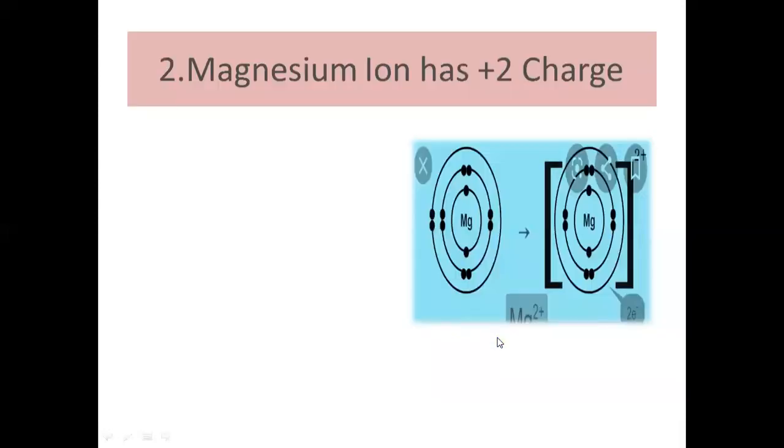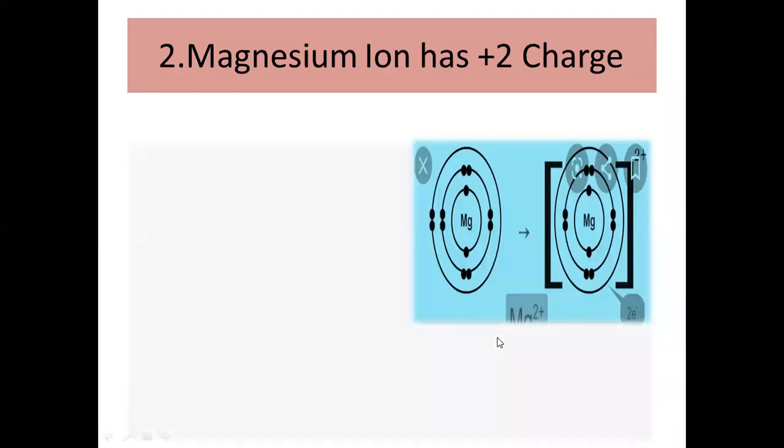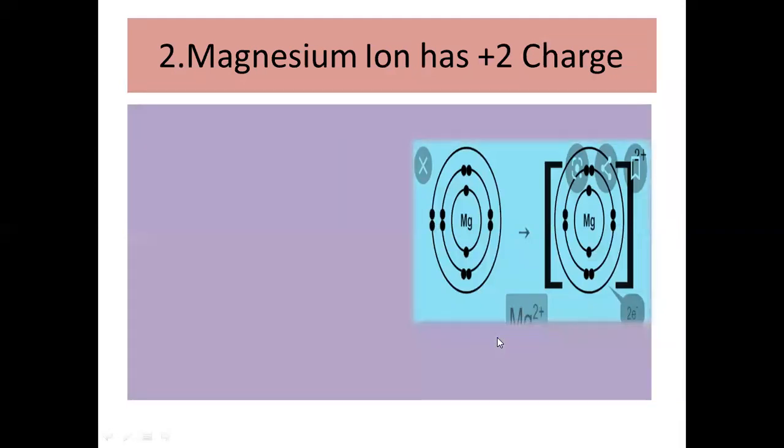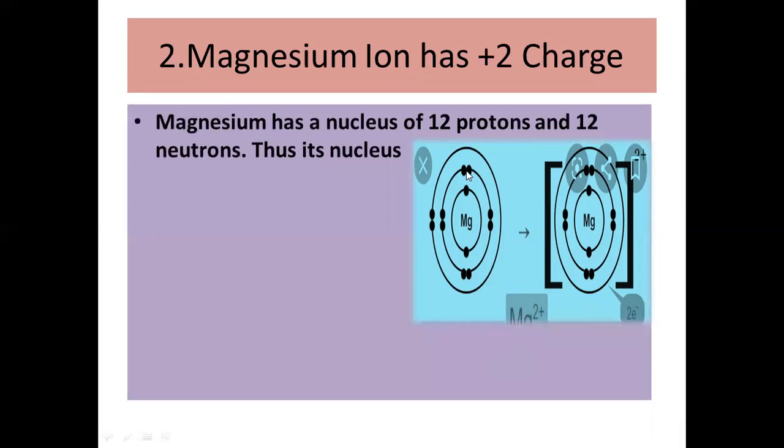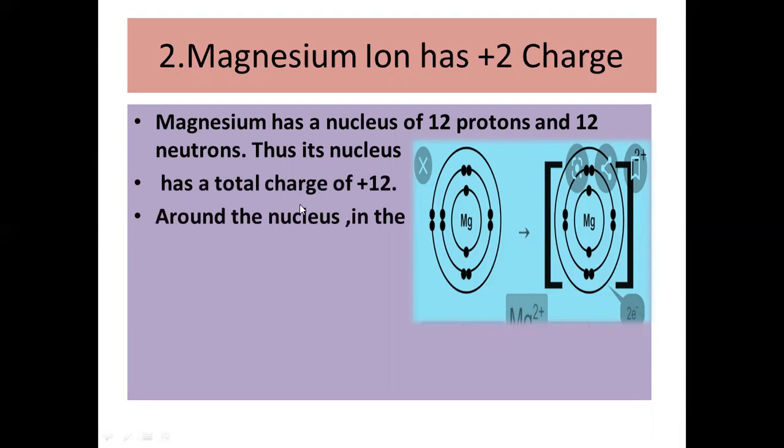The second example is the magnesium ion, which has +2 charge. Why does the magnesium ion have +2 charge? Magnesium has a nucleus of 12 protons because its atomic number is 12. Its mass number is 24, so it has 12 protons and 12 neutrons, and its nucleus has a charge of +12 because neutrons have no charge. Then around the nucleus, in the ionic form, there are 10 electrons.